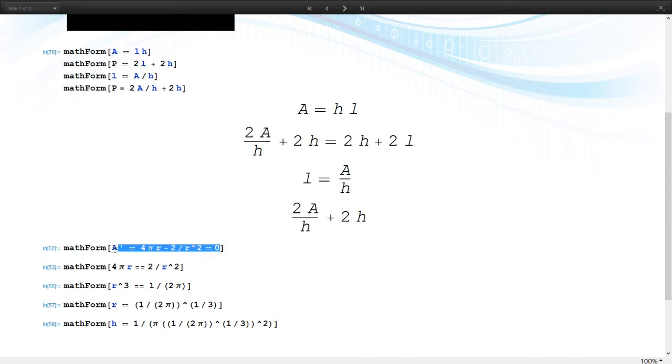When we take the derivative, we get p prime is equal to negative 2A over h squared plus 2. We also want to set this equal to 0, because that'll tell us where our minimum is occurring.